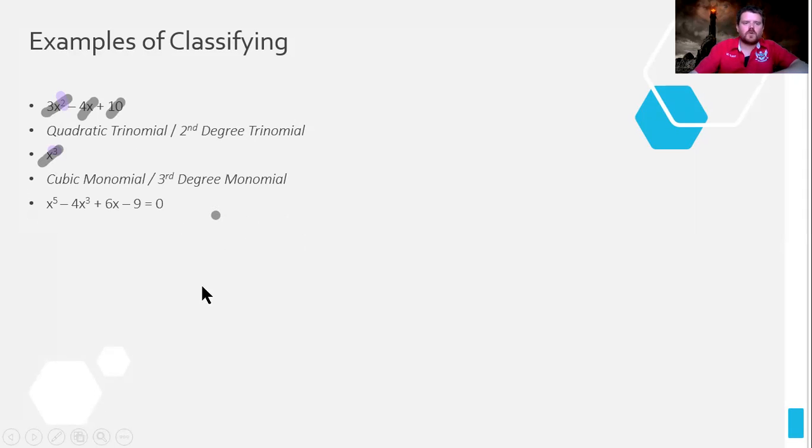X to the 5th minus 4x cubed plus 6x minus 9. Looking at the terms here, I have 1, 2, 3, 4. So because it's higher than 3, I'm just going to say polynomial. And then looking at the exponents, the highest that I have is a 5. So that tells me then this is a 5th degree or a quintic polynomial.